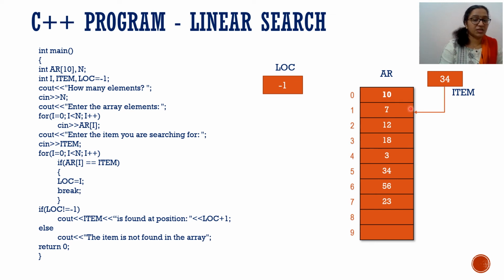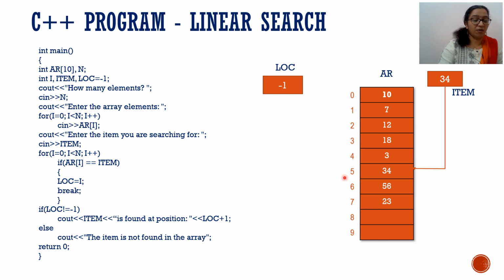So, is 34 equal to 7? No, it is not. So we move to the next element. Is it 12? No. Then we move to the next element. Is it 18? No. Then we move to the next element. Is it 3? No, it is not. So the next element. Is it equal to 34? Yes, 34 is equal to 34 now.